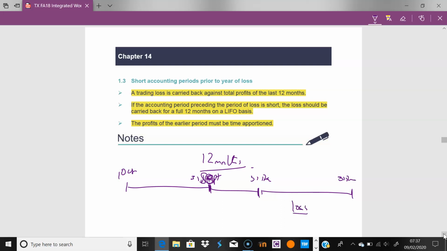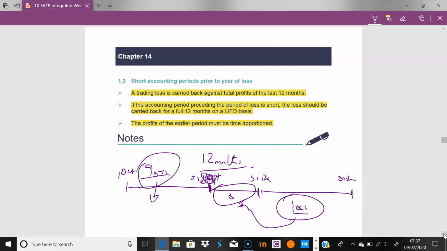Imagine they make a loss in this year. The question becomes, if I'm carrying back this loss, what can I do? Well, you're allowed 12 months. So 3 months is here. If you've done 3 months here, you're allowed to use 9 months to offset against 9 months of the profits in this year. So we need to work out what the 9-month profit is, using the total profits, and then we can offset our losses against those.